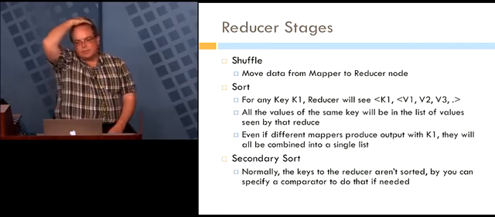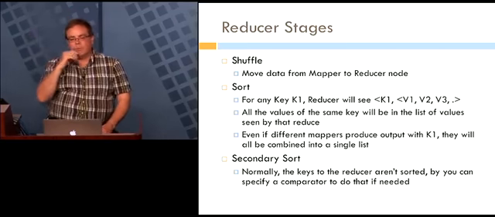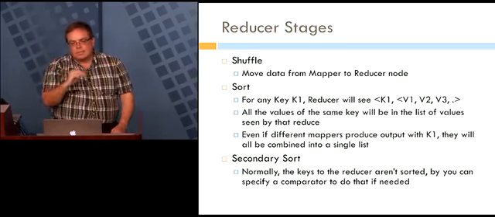When you're doing the intermediate key value pairs, do they get streamed out to the reducer nodes, or do you have to finish an entire chunk?